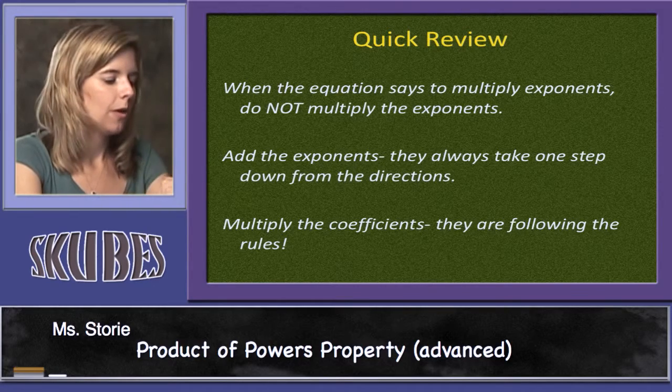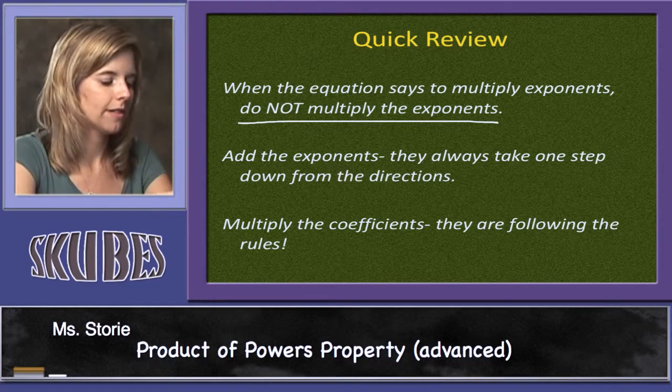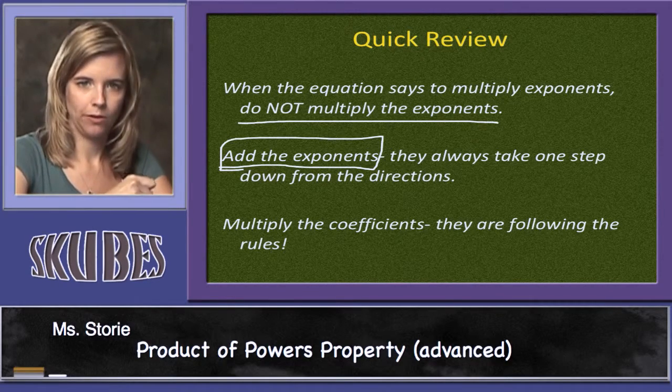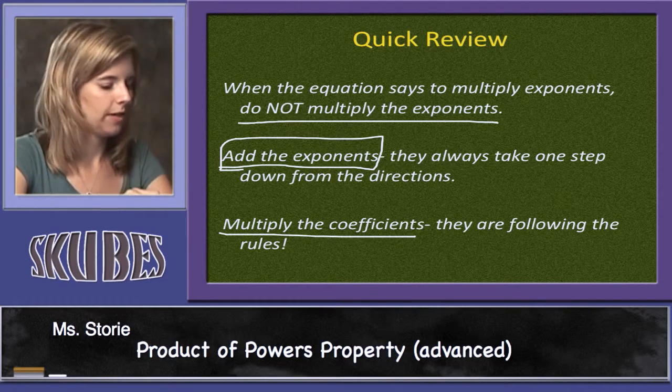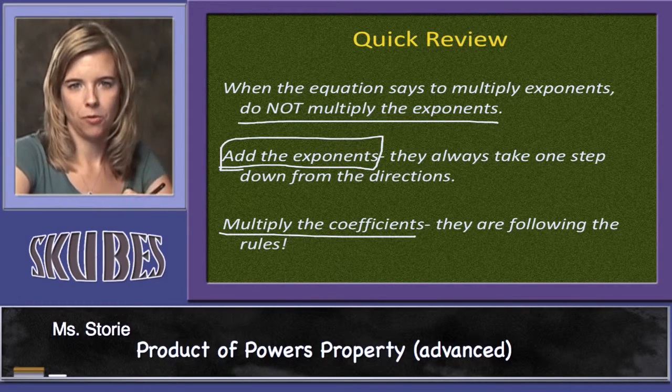Just a quick review. When the equation says to multiply exponents, don't multiply the exponents. Add the exponents. They always take one step back from what they're being told to do. Multiply the coefficients like normal. All those whole numbers that we multiplied, do it like normal. They're following the rules. But remember, add the exponents and don't multiply them.